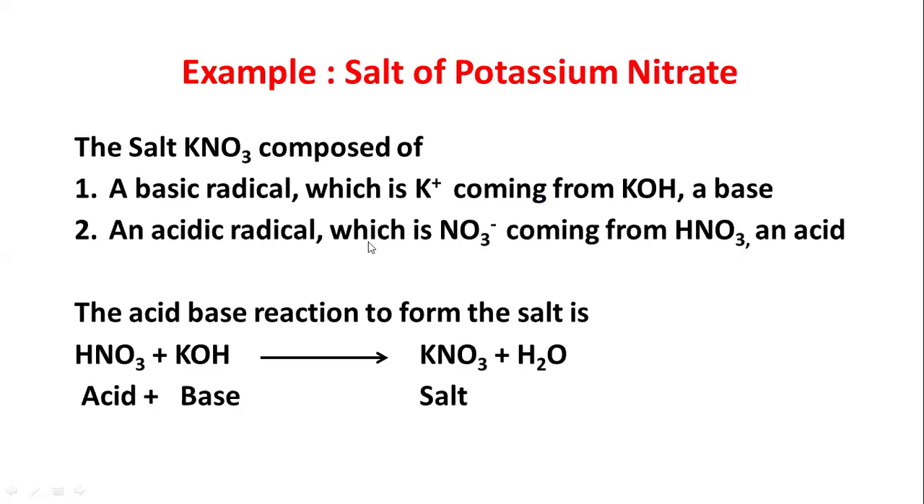See another example here. The salt potassium nitrate is composed of a basic radical, which is potassium plus, coming from KOH, a base, and an acidic radical, which is nitrate, coming from HNO3, which is an acid. The acid-base reaction to form the salt is nitric acid plus potassium hydroxide, giving potassium nitrate salt and water.